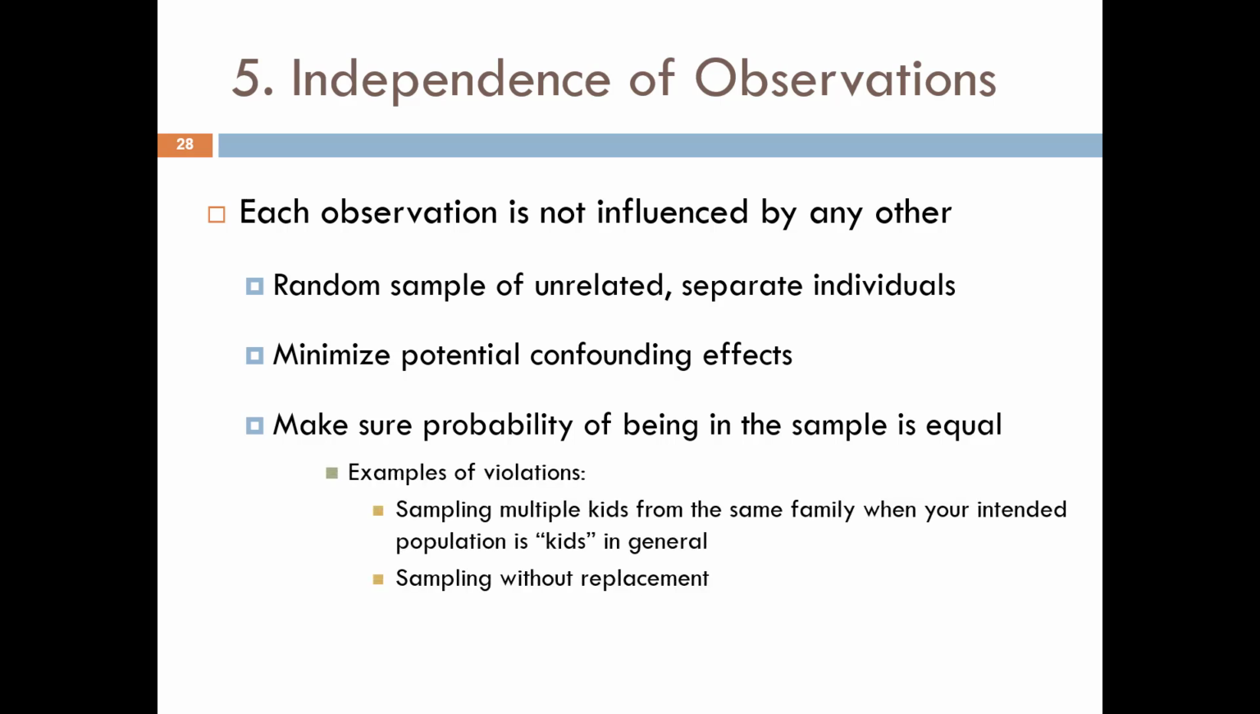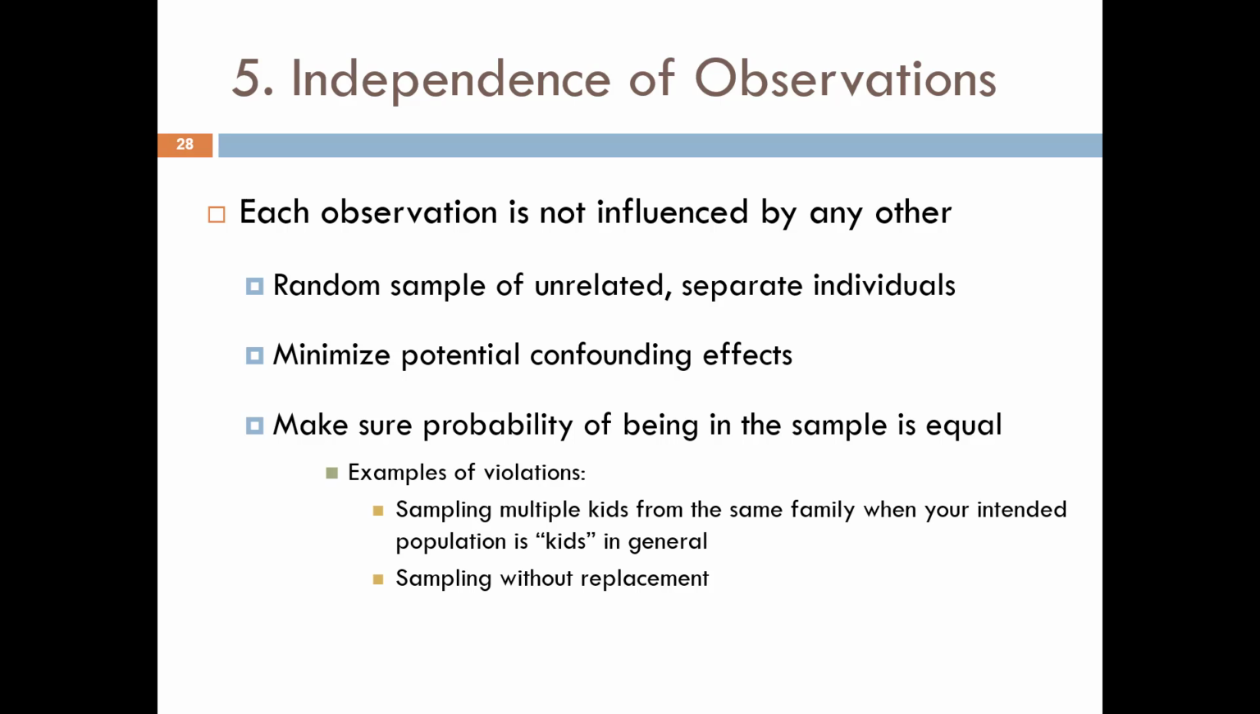Here are a couple of examples of violations. So for example, this one makes sense, which is to sample multiple kids from the same family when you're trying to get data about kids in general. Because those kids are related and share their environment and parenting and so forth, that does not allow for independence of observations. Now sampling without replacement is a little bit more of a tricky concept.